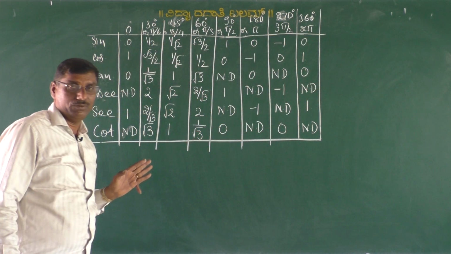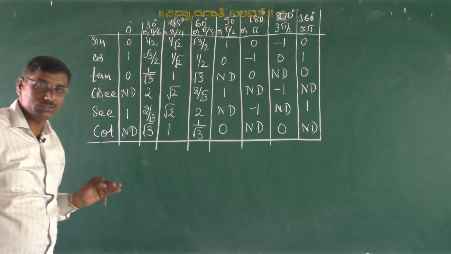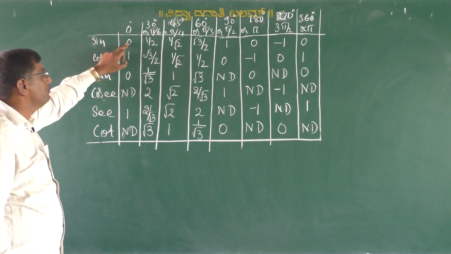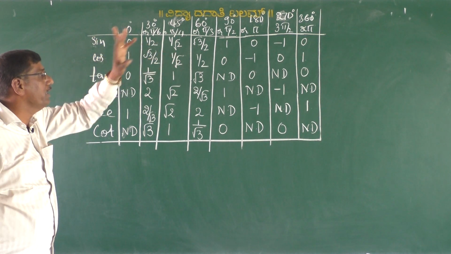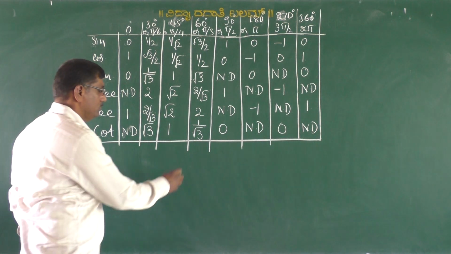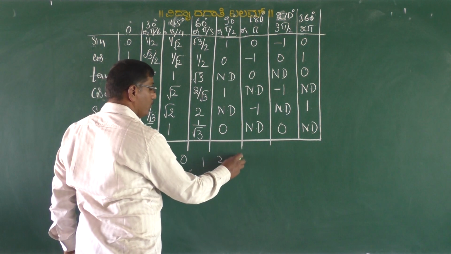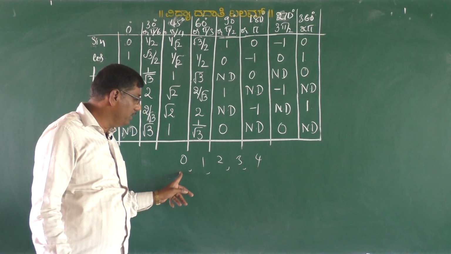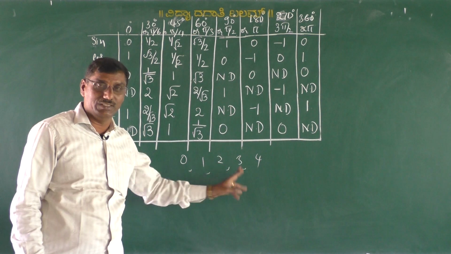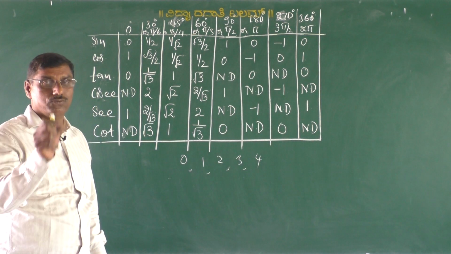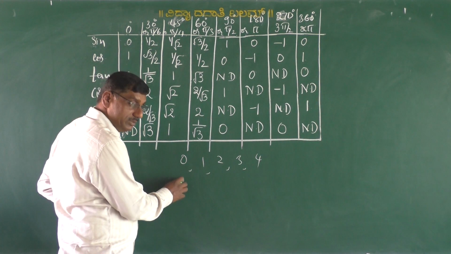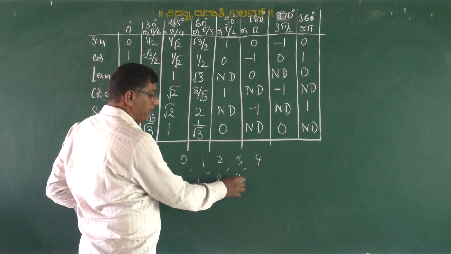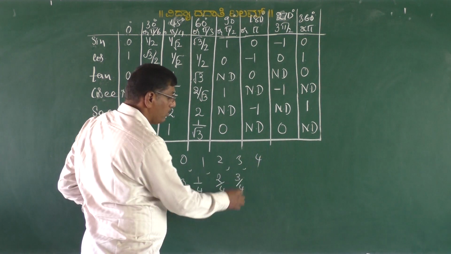Have you understood, all of you? Yes? How, sir? If you know, my dear students, here 0, 1, 2, 3, 4. Now divide these numbers or digits by 4. If we divide, we get 0, 1 by 4, 2 by 4, 3 by 4, 4 by 4.